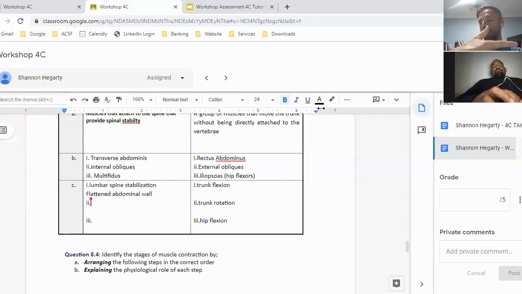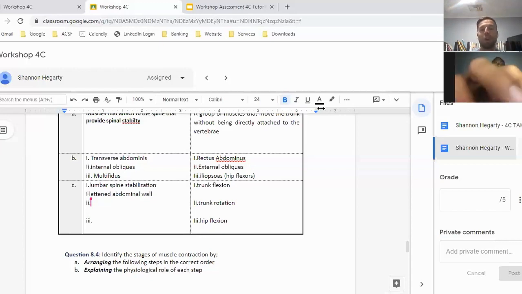So with that exercise, what is your trunk doing? What is it resisting? It's the force trying to rotate you. Yeah, so we would call that anti-rotation. So I would write that the role of the internal obliques is to resist trunk rotation. Yeah, definitely write that.